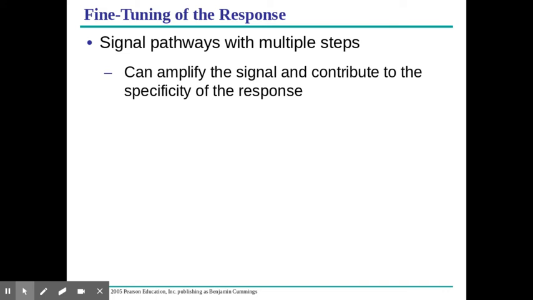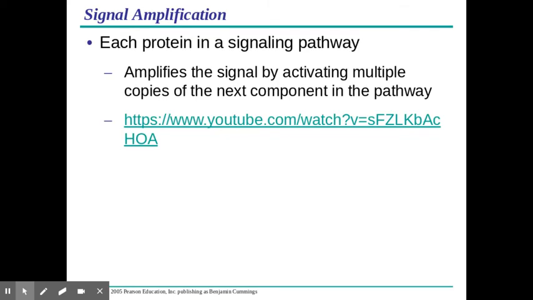The small number of epinephrine molecules can lead to the release of hundreds of millions of glucose molecules. So one little bit of hormone can cause huge amounts of changes within a cell. Each protein in a signaling pathway amplifies the signal by activating multiple copies of the next component in the pathway. Again, signal amplification is not just activating one thing, it's activating all kinds of things, amplifying this process.